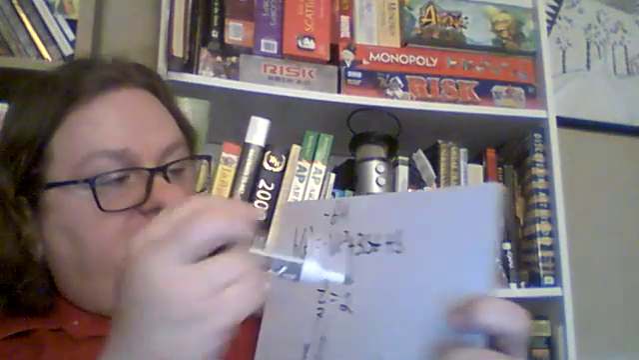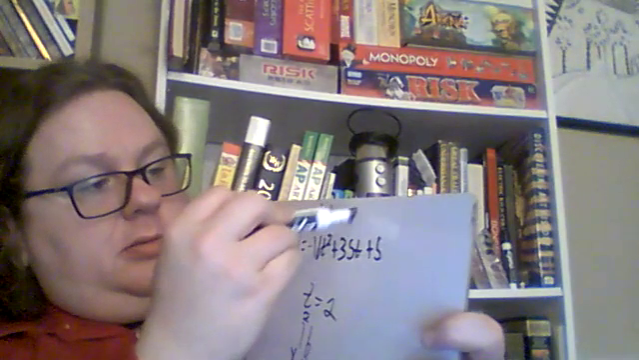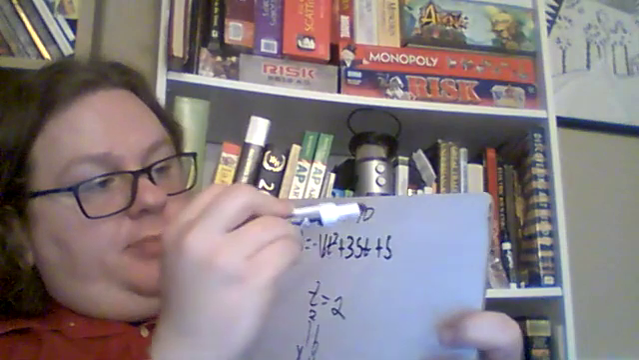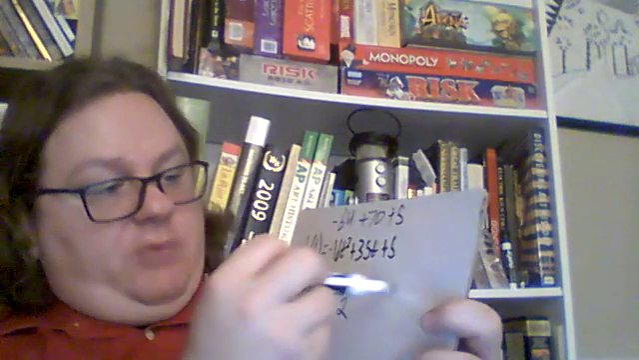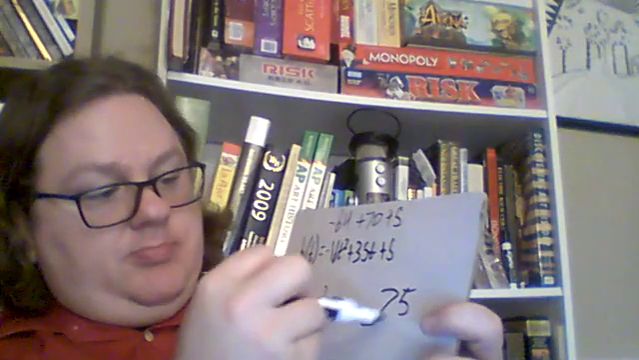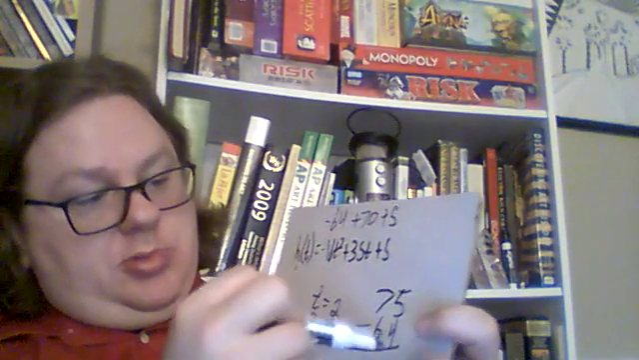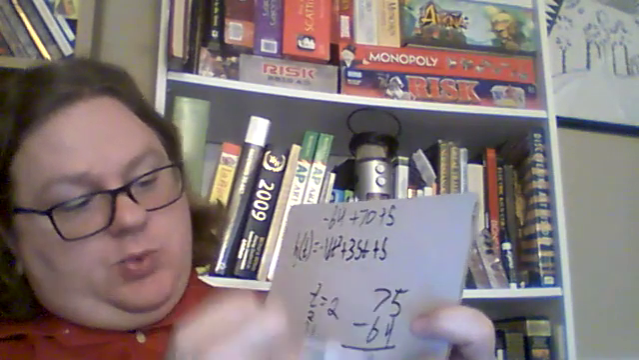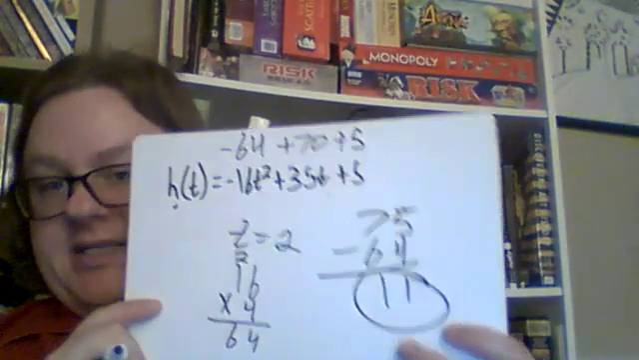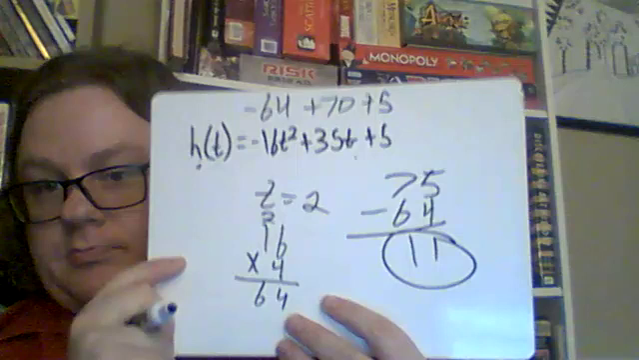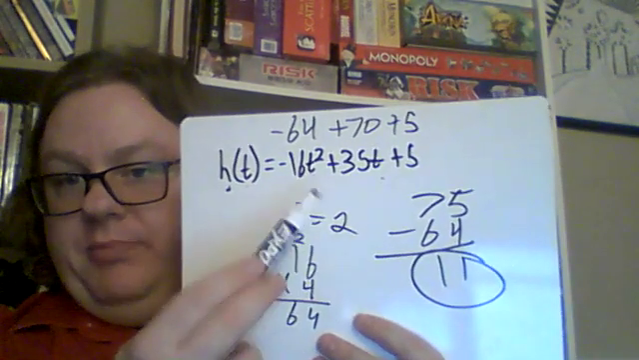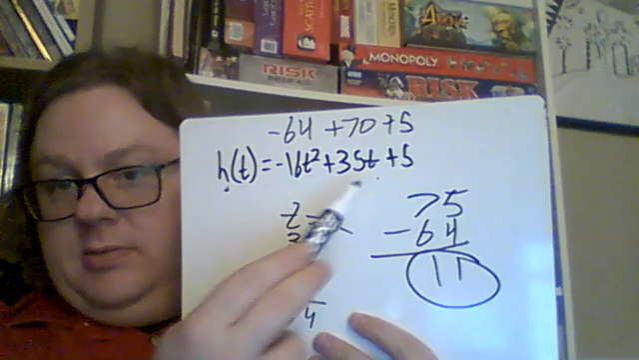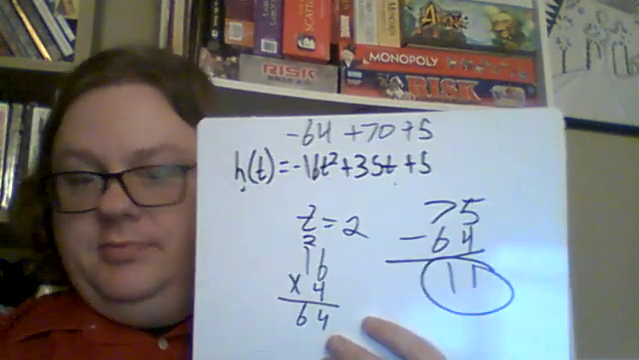35 times 2 is 70. Okay, plus 5. So that's 75 minus 64. That's 1, and that's 1. So it's 11 feet up. After 2 seconds, that's 11 feet in the air. So all we did was take 2 and put it in for t, and then solve.